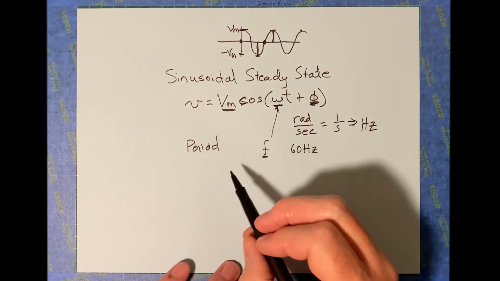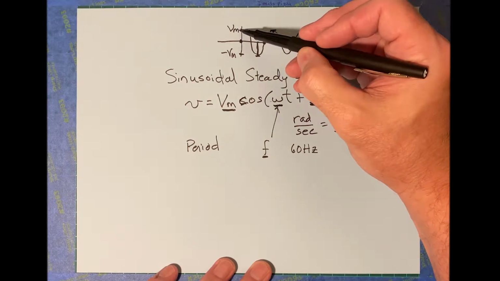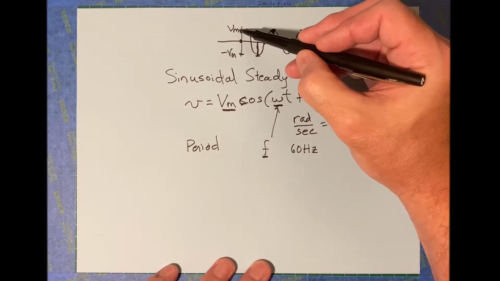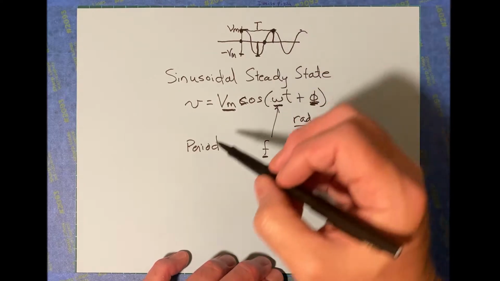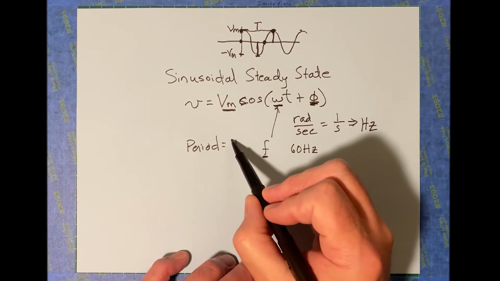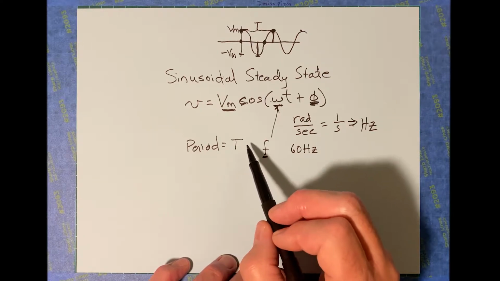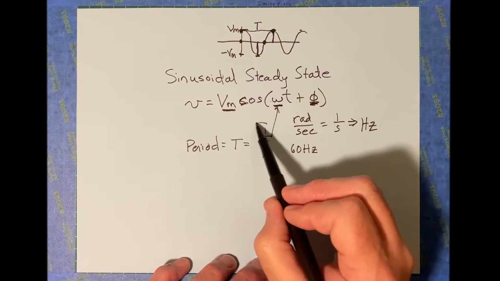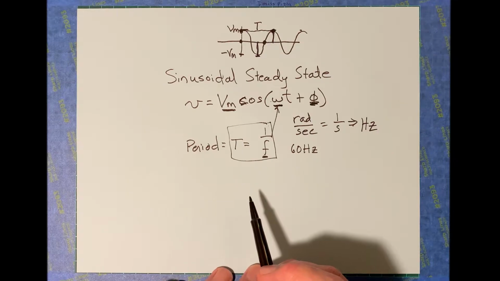The period is how long it takes to go through one complete cycle. So from this point here to that point there, the amount of time in between, that's the period. The period is usually symbolized as just capital T, but the capital T is related to the frequency as a reciprocal relationship. So the period is 1 over the frequency, like that.